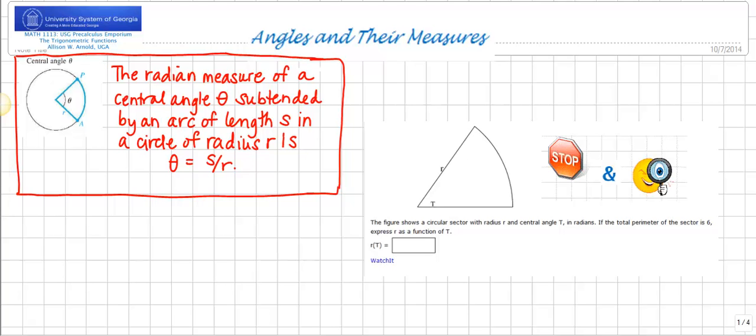Okay, let's stop and review again the definition of radian measure, which is if you have a central angle theta subtended by an arc of length s and a circle of radius r, then the radian measure of theta is the length of the arc divided by the radius. Also, let's make sure that we pay attention in our homework when we need to stop and watch it, which those examples have great videos as well.